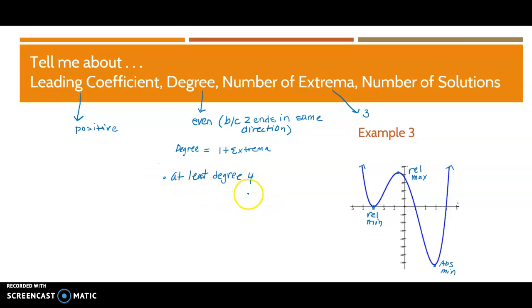So it could be 6, and we could have some imaginary solutions, and we could have some things that didn't end up creating an extrema, but we need to have at least a degree of 1 higher than the number of extrema. So as far as the number of solutions, we know that it will match the degree.